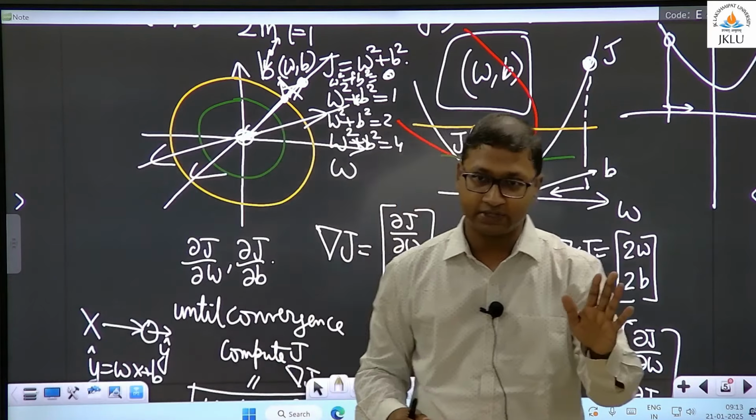Compute grad J. This is grad J. In this case, it is very simple, we know. So what will be grad J in this case? Just 2W, 2B. You already know the values of W and B, so this is straightforward. So you have computed grad J as well. What is my next step? So this equation, this one, I update. Alpha is greater than 0, this guy is something, so I just update.